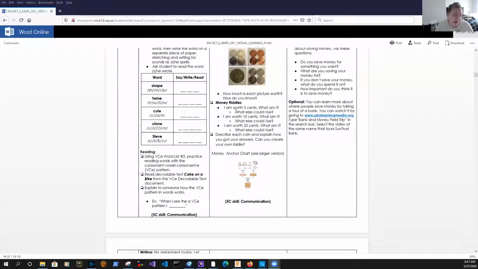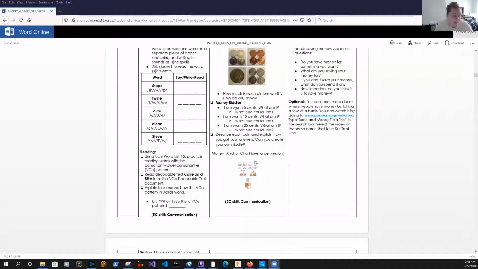So you need to answer those questions, those riddles. Figure out based on what the clues are, what it's talking about, what coin is it talking about, and then see if you can make that amount in a different way. Then it says, describe each coin and explain how you got your answers. Can you create your own riddle?